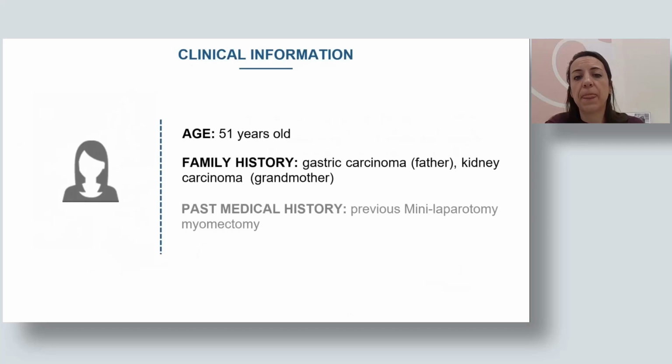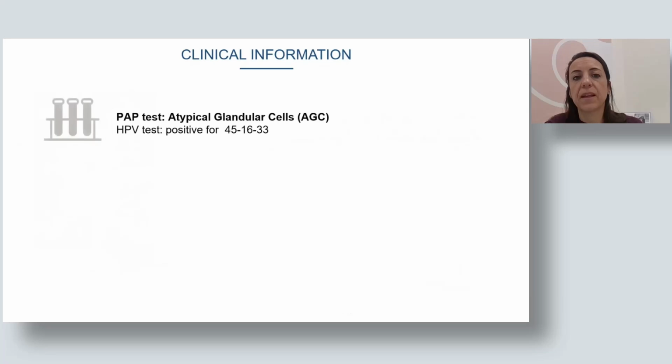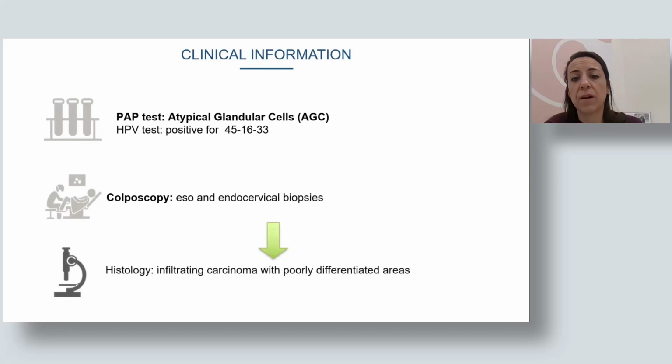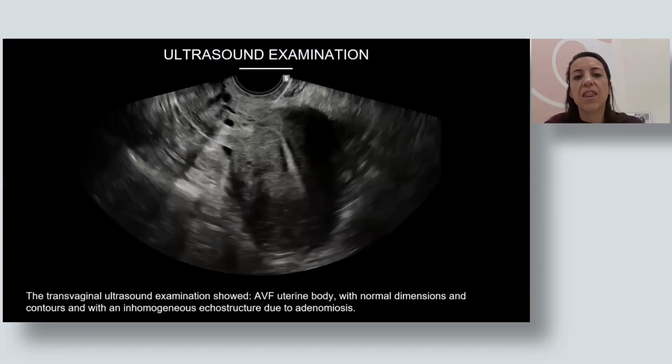I would like to conclude my presentation with a clinical case, a 51-year-old lady with previous myomectomy. She was nulliparous. The pap smear test was positive, and also the cervical biopsy was positive for carcinoma. This was our ultrasound examination. So in this image, we can identify the uterus, cervix, and endometrium, which was thin.